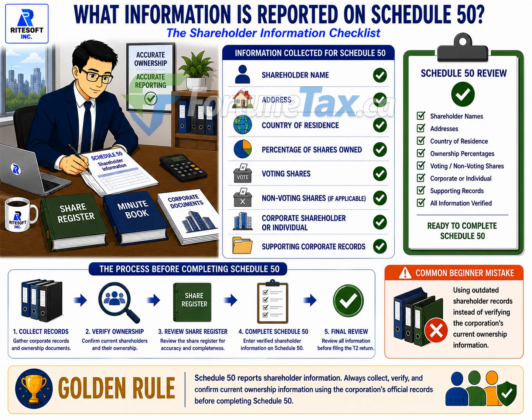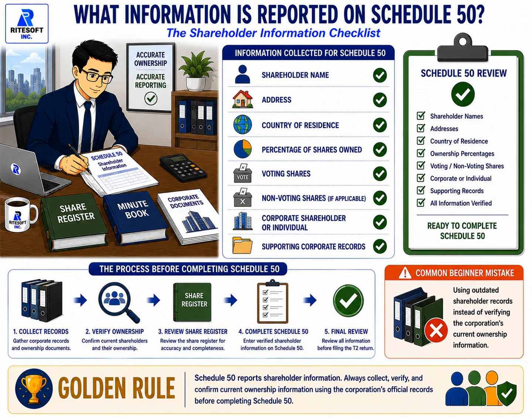These commonly include the share register, the corporate minute book, share certificates, and other supporting corporate documents. Rather than relying on memory or previous tax returns, they carefully compare the current records to ensure that the ownership information is accurate. The overall review process is straightforward.